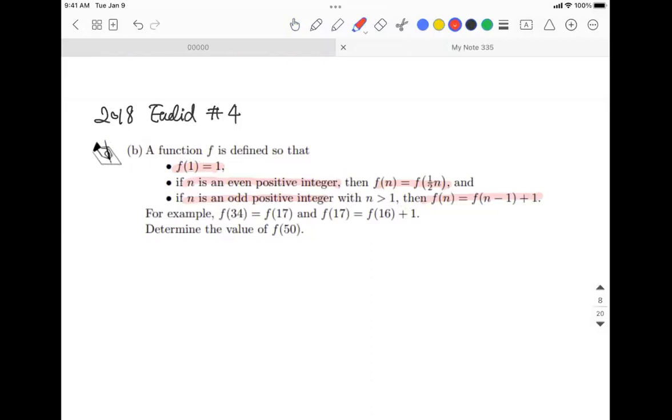For example, the question gives you an example. f(34), because 34 is an even number, equals f(n/2), which is f(17), right? And what about f(17)? 17 is an odd number. f(17) needs to be defined by using f(n-1), which is f(16), plus 1. That's quite understandable, right? With all that information, the question asks you to determine the value of f(50).